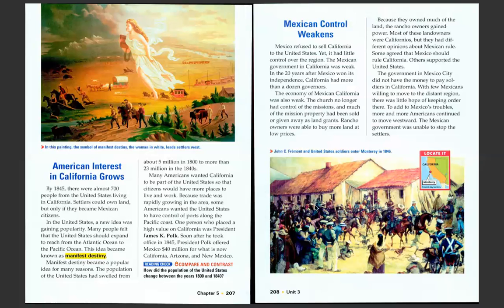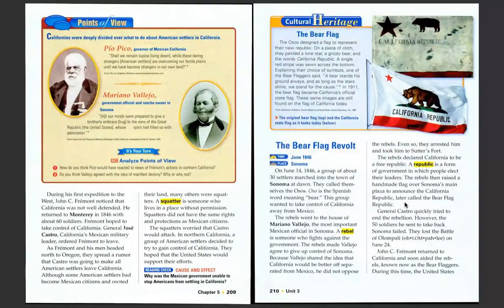So, this picture or painting is John C. Fremont and United States soldiers entering Monterey in 1846. So, it's almost like an uprising of sorts between the two. All right, page 209.